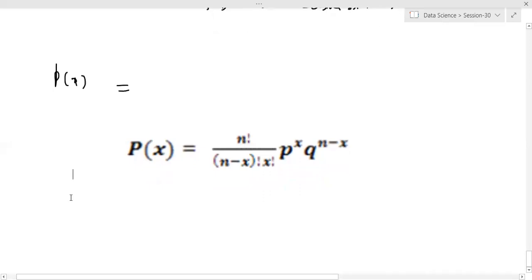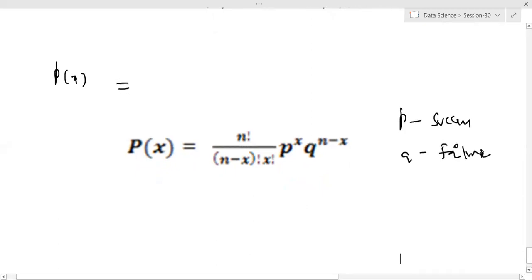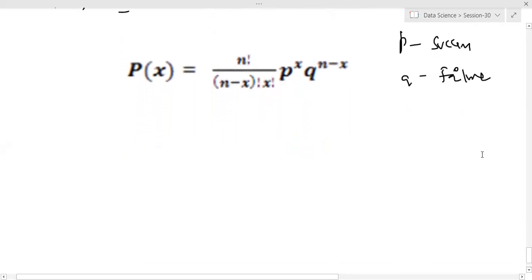So P of x equals n factorial divided by (n minus x) factorial into x factorial, times p to the x and q to the (n minus x). Now what is this P value, friends? P is success and Q is failure. Rather than 1 minus P, we are taking this success and failure. Now you observe here, you know this particular example pretty well. The example is like this. Suppose I am flipping a coin.